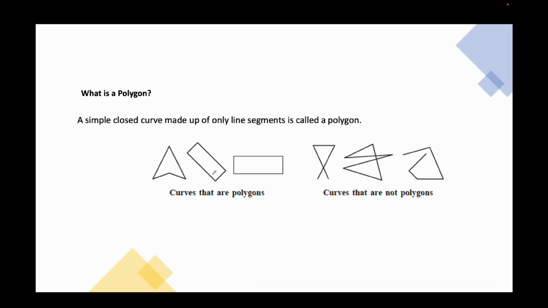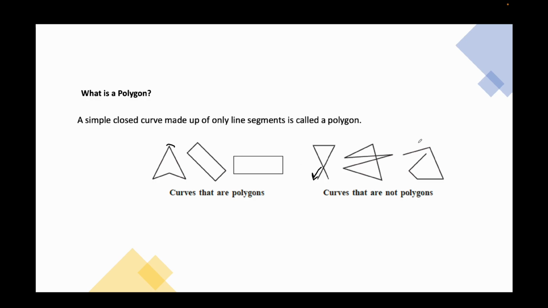So first thing is, what is a polygon? A simple closed curve made up of only line segments is known as a polygon. You can see that these are polygons. In this, the line segments only stop here. In this one, the line segment is extended, so this is not a polygon. This is a polygon in which the line segments are closed within a curve.